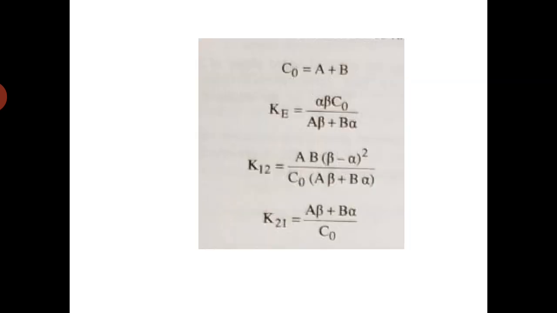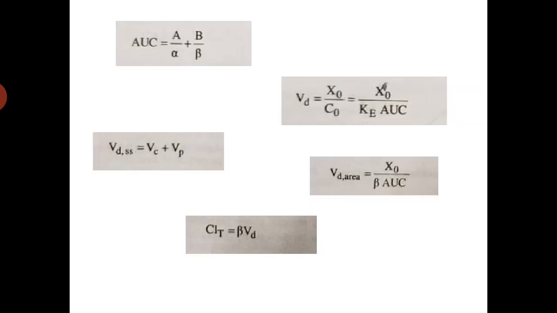Ke is equal to alpha beta C0 divided by A beta plus B alpha. K12 is equal to AB into (beta minus alpha) the whole square divided by C0 into (A beta plus B alpha). K21 is equal to (A beta plus B alpha) divided by C0, and AUC is equal to A by alpha plus B by beta. VD is equal to X0 by C0. VDSS is equal to V0 plus VC plus VP. VD area is equal to X0 by beta into AUC, and clearance is equal to beta into VD.